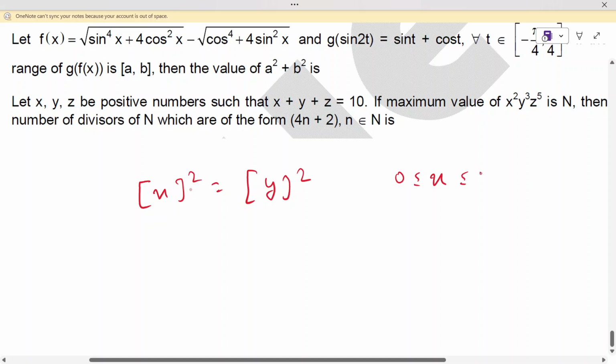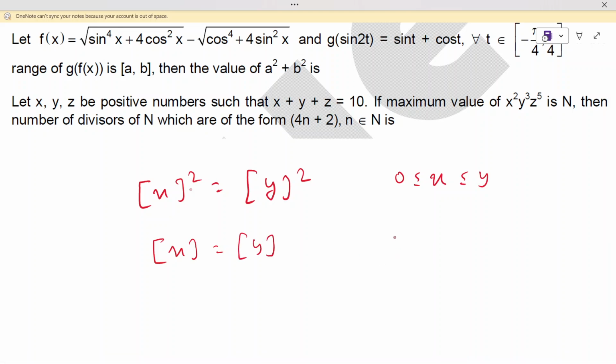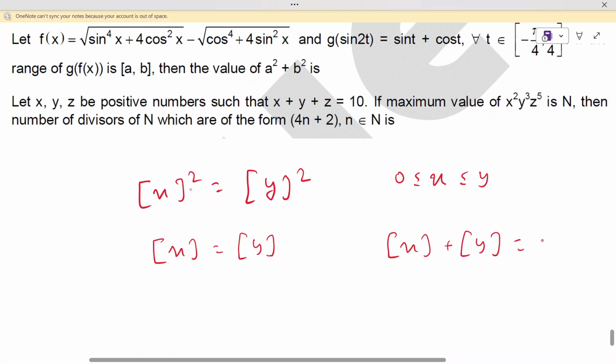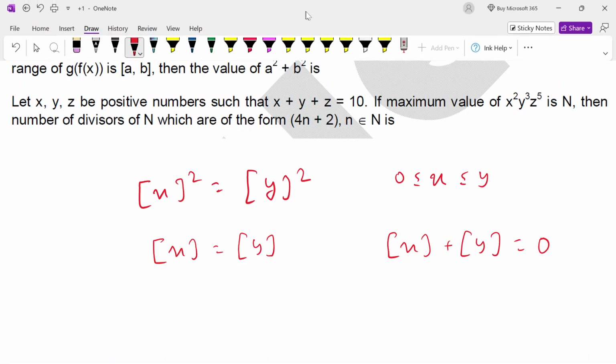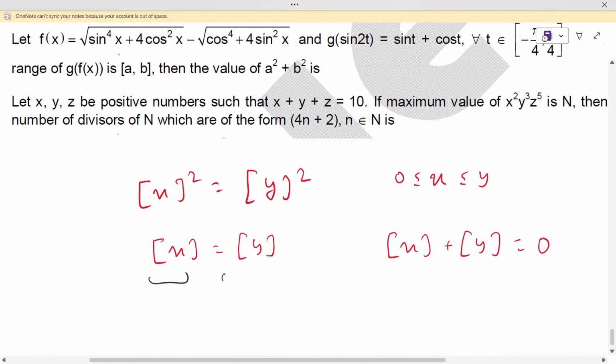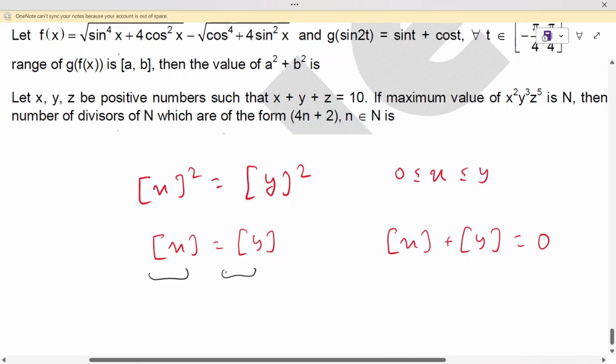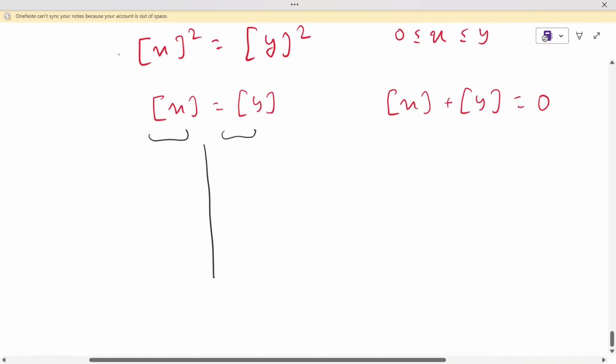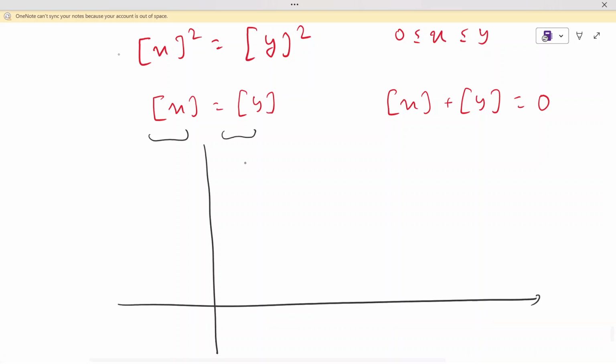So this means two things actually. Either box x will be equal to box y, right? Or box x plus box y equal to 0, isn't it? So regarding when box x equals box y, what does it mean? Of course, this is an integer, so box y is also an integer, right? So you can try to understand how we can plot the graph. It is between 0 and 4. Let's say I'm plotting this for the first time, okay?